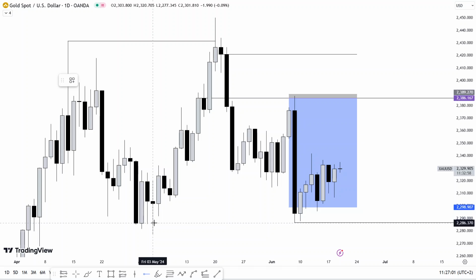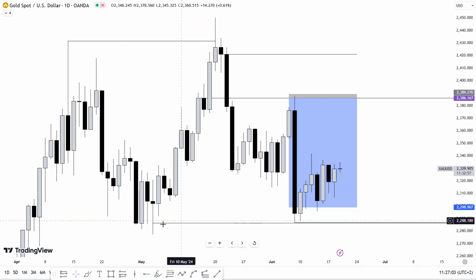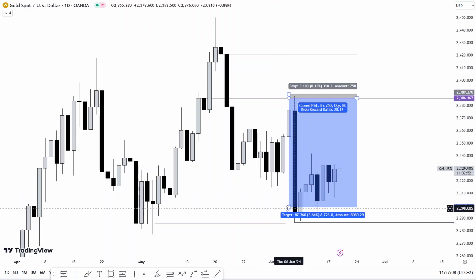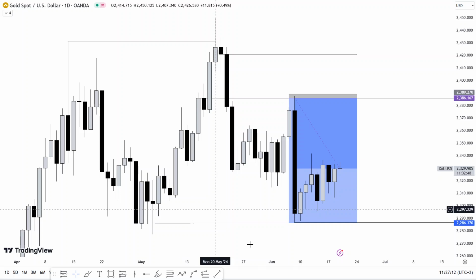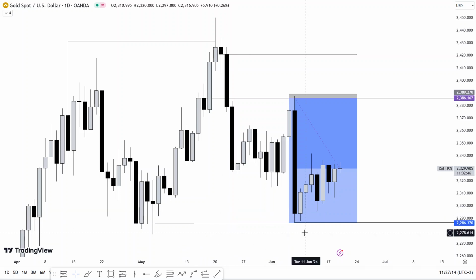So it's somewhere around here. I'm just marking it up randomly just so you know that I'm still looking to buy from that area. So right now, what's my bias on gold? What's my bias on gold?